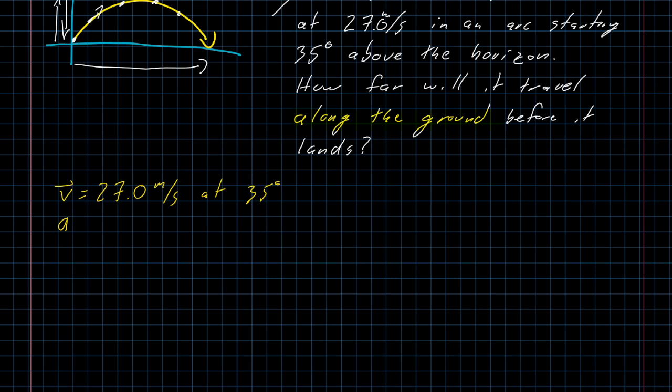We also need to think about the acceleration. Well, the x component of the acceleration is going to be 0. It's not going to be accelerating left or right. And the y component of the acceleration is going to be the acceleration due to gravity, which is negative 9.80 meters per square second.